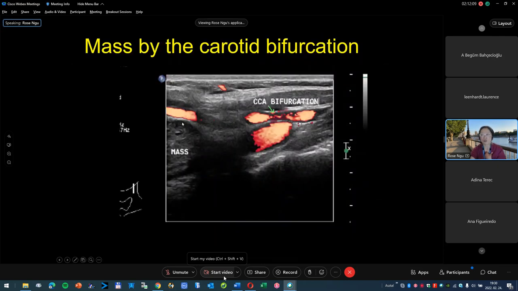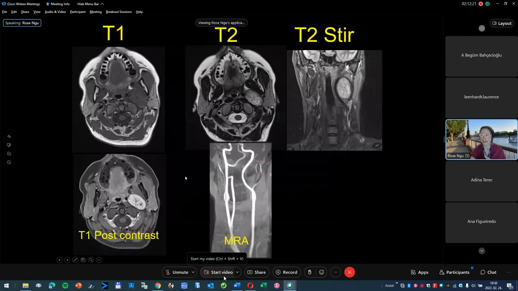What about a mass by the carotid bifurcation? Here you see the carotid bifurcation dividing, and the mass sitting here. It's easily seen on an MRI. You could see this is the normal side. You could see how that mass caused a splaying of the internal and external carotid artery.